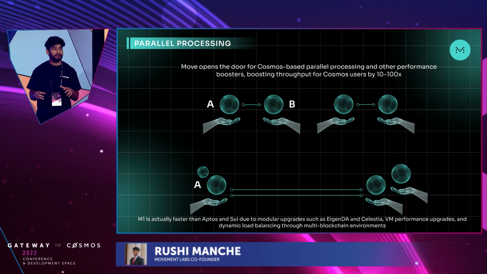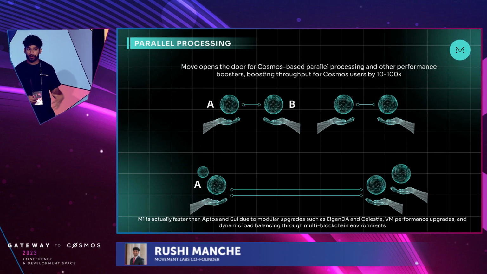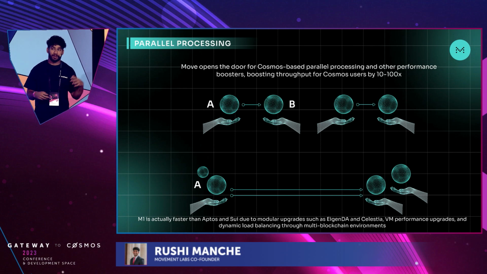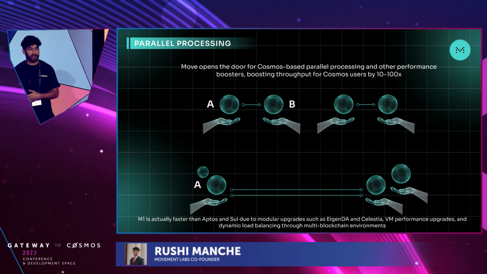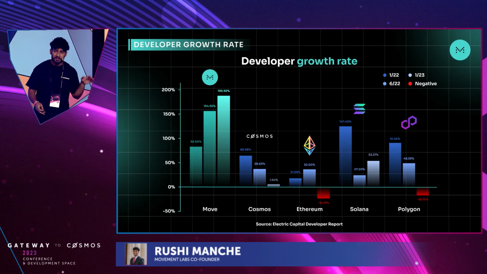But I think the ability for parallelizing transactions with Cosmos would usher in more gaming protocols that could really benefit from IBC and integrating with other protocols, but B, also hitting those high TPS numbers that Solana's been marketing for years.